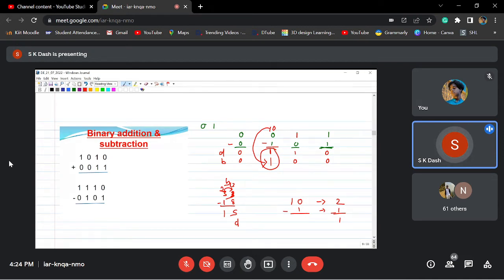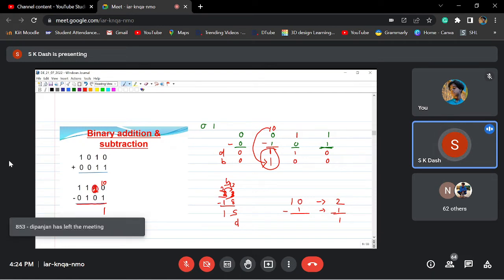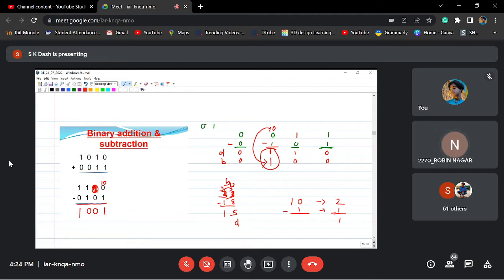Okay. So let us try then here. In this example, 0 minus 1, I will require a borrow. So the borrow will come from here. Borrow will go from here. If 1 goes there, this will become 1 0. So the difference here is 1. Now when 1 goes from this to this, how much will remain here? Now this 1 will become 0. So 0 minus 0 is 0. 1 minus 1 is 0. 1 minus 0 is 1.